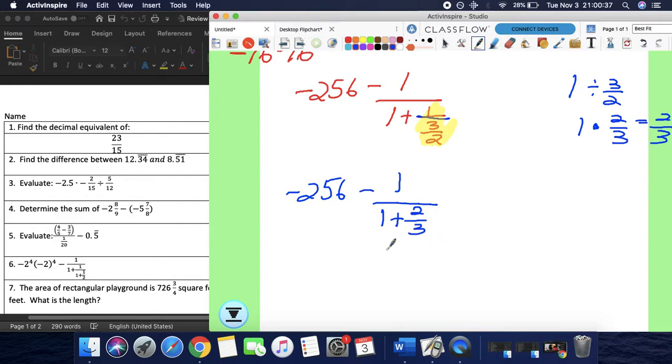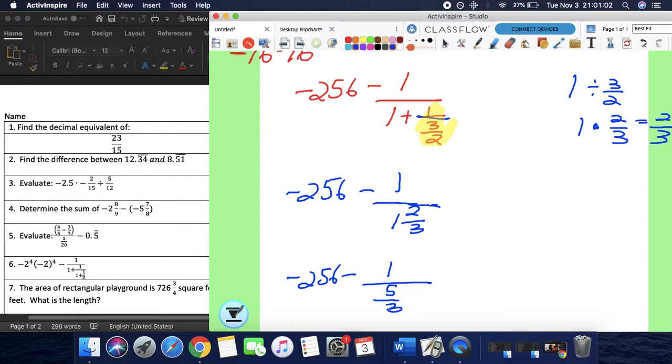So now we have negative 256 minus 1 over 1 plus 2/3. And what is 1 plus 2/3? 1 plus 2/3 is 1 and 2/3. So negative 256 minus 1, and let's change this to an improper fraction. 3 times 1 is 3, plus 2. That becomes 5/3.